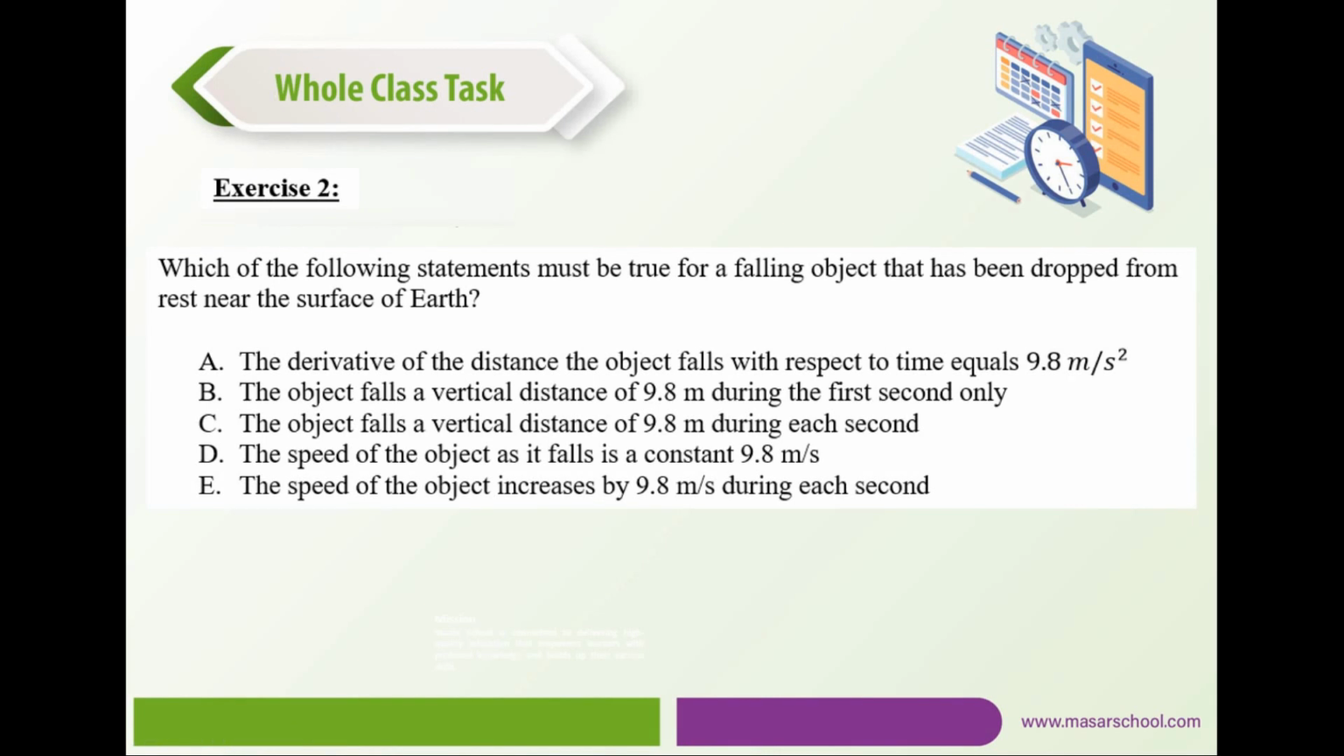Which of the following statements must be true for a falling object that has been dropped from rest near the surface of Earth? Here similarly, if you check the choices, the speed of the object increases by 9.8 meters per second during each second.